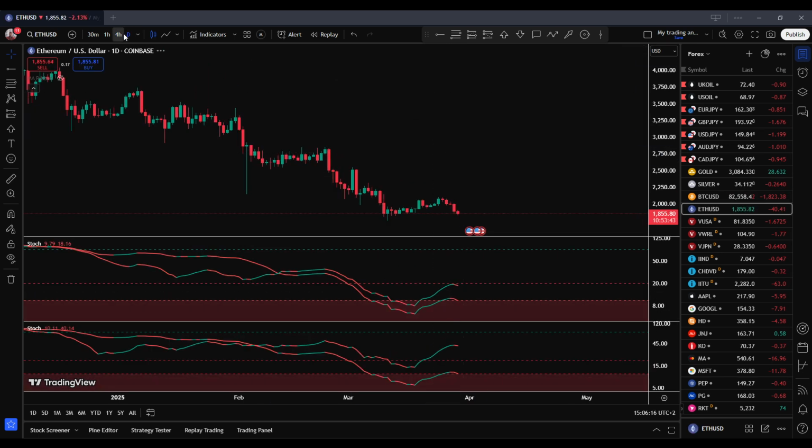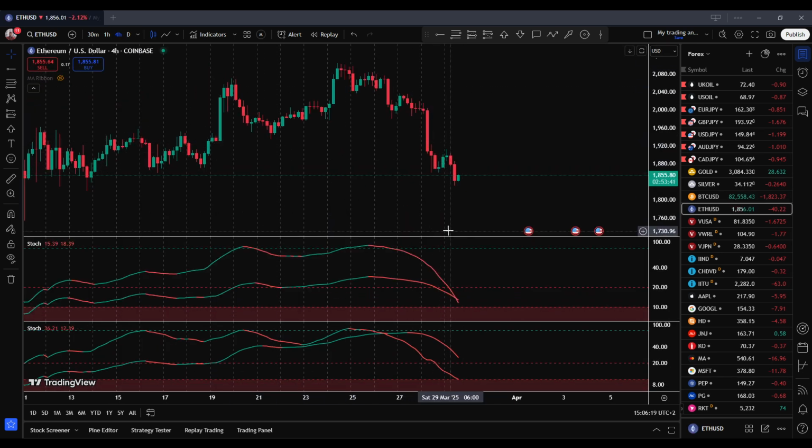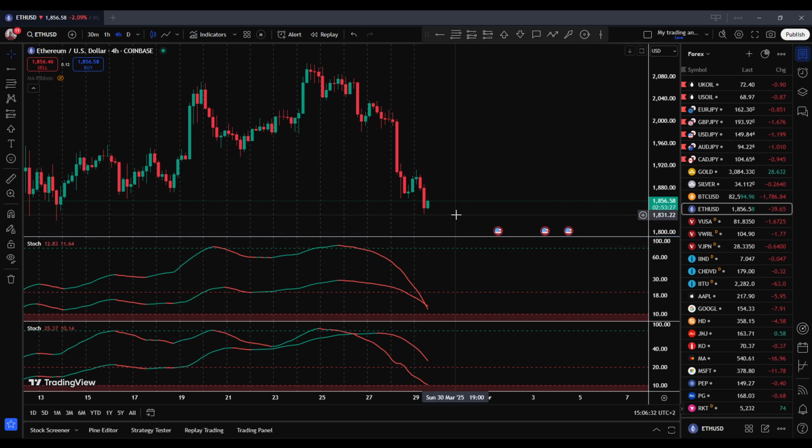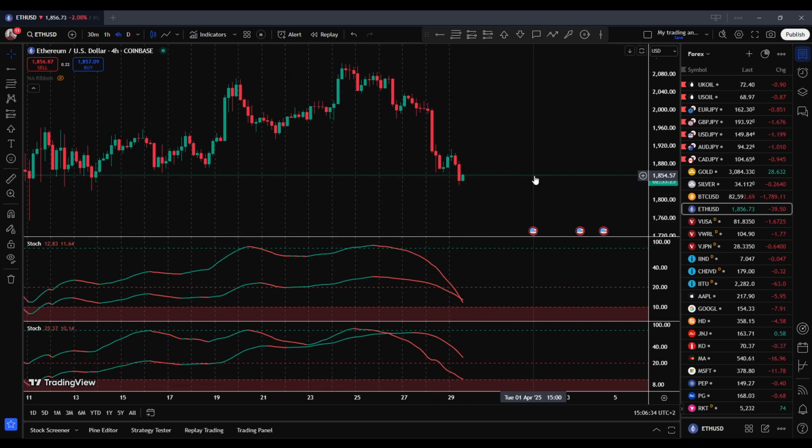Ethereum, first on the 4-hour, very strong downtrend here. One, two, three of the stochastics under the 20 line, waiting for this one, and then I will look at this crypto carefully. If the price goes below this 10 line in the oversold zone, from where I will be looking for buys.